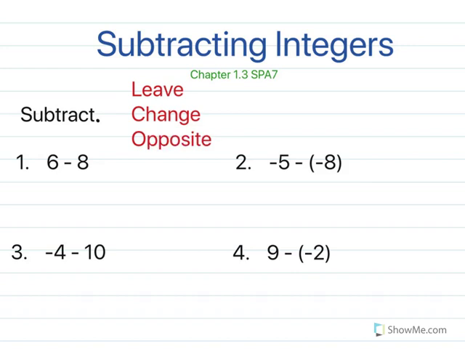So this is how it looks. Our problem reads 6 minus 8. So the first thing I'm going to do is leave the 6 as a 6. And then I have minus 8, right? So I'm going to change the subtraction sign into an addition sign. And then I'm going to finally take the opposite of 8 and make it into negative 8. Once we've done that, now we have an addition problem.